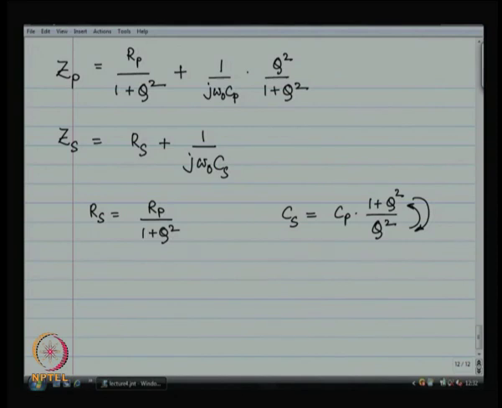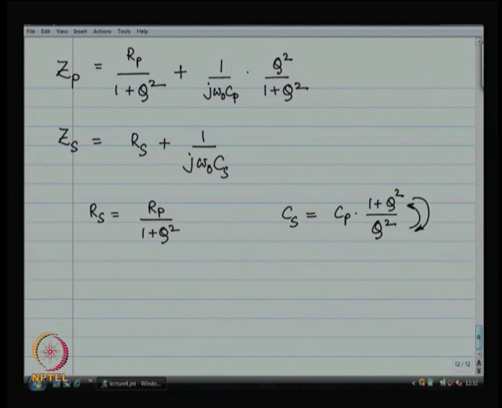If I have a large resistance in the parallel network, then for the series to have the equal amount of q, I need 1 plus q squared times less resistance in series. The capacitance value does not change much when q is large. So, if I have a q of 5, let us say, then the capacitance value is going to remain more or less the same, just a little bit more than the original value.